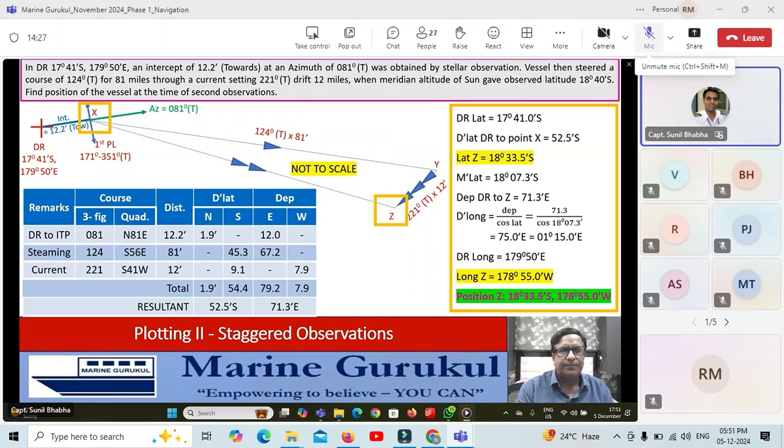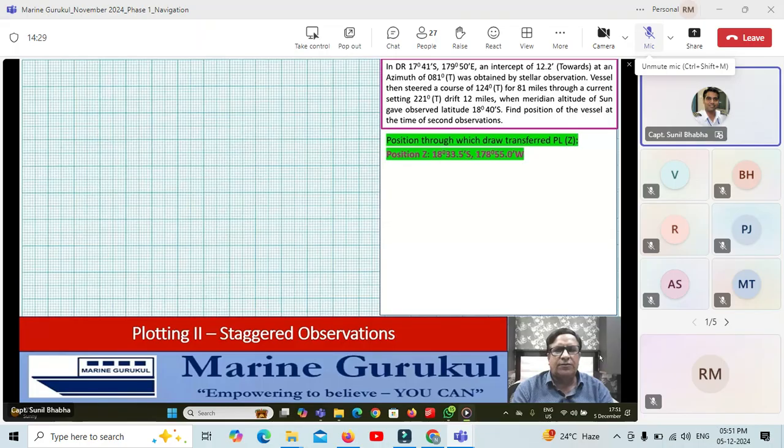So now having got point Z through which to transfer the PL, its lat long, we also know the direction of the transferred PL. It shall be perpendicular to the azimuth in the morning. That shall be 171 degrees to 351 degrees true.